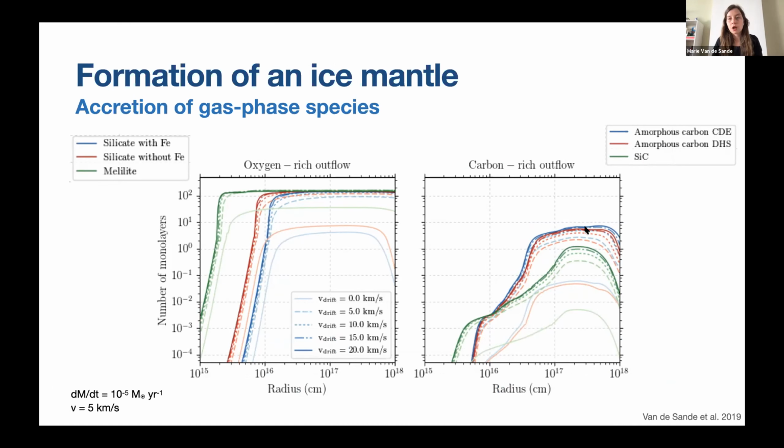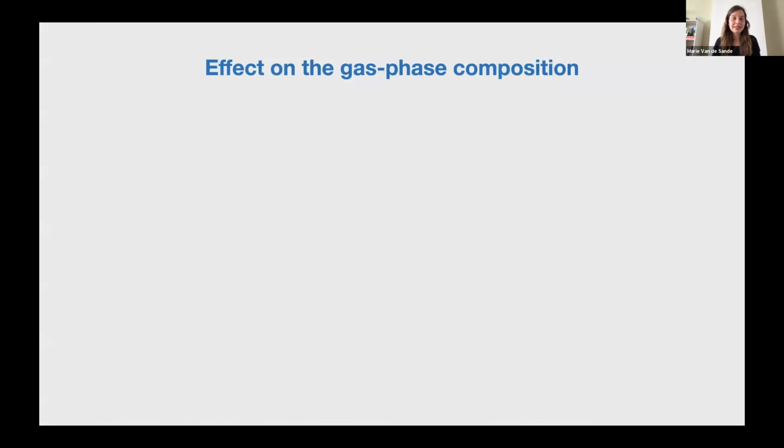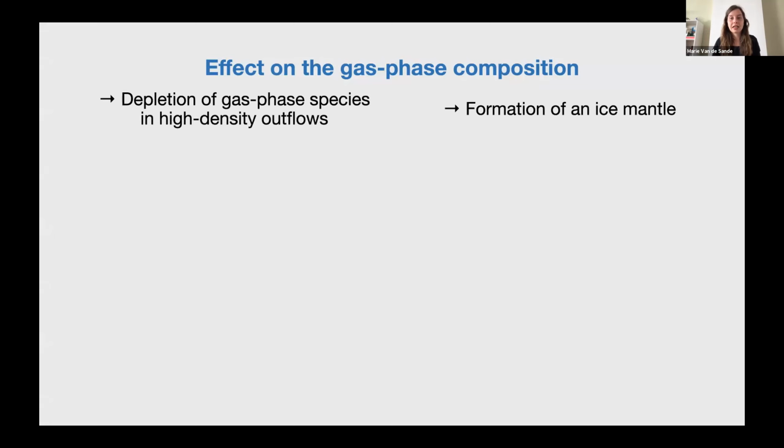This is partly because carbon-rich dust is a bit warmer than the oxygen-rich, but mostly because oxygen-rich outflows contain a lot of water, and water really likes to be ice. So that's a compound effect that you can see here: dust temperature and just the composition of your gas phase. So we can conclude that dust-gas chemistry has an effect on the gas phase composition. For high density outflows, we see that gas phase species can be depleted on top of the dust, and this in turn leads to the formation of an ice mantle.